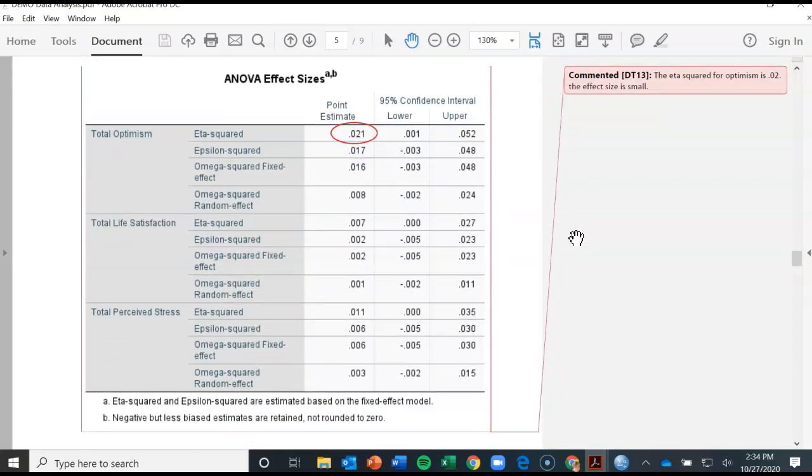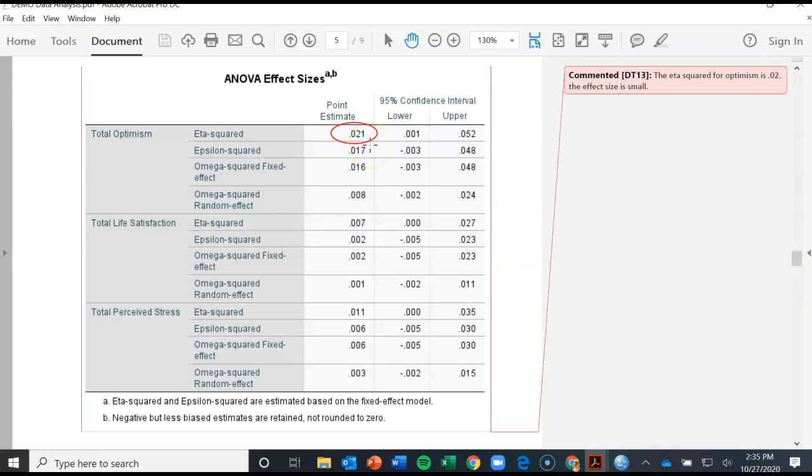For effect size, interpreting the SPSS table here for effect sizes is confusing. And I am basing my interpretation here on reading from a couple of articles that I found from other professors who teach courses like this of how to interpret this result. So essentially, you've got an eta squared of 0.02. You don't interpret life satisfaction or perceived stress because you don't have a significant F test result for those. What this shows is a very small effect size.